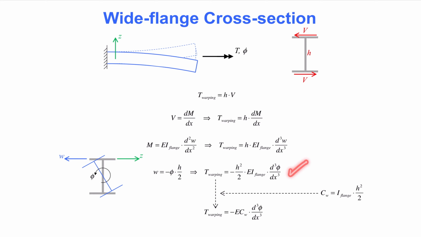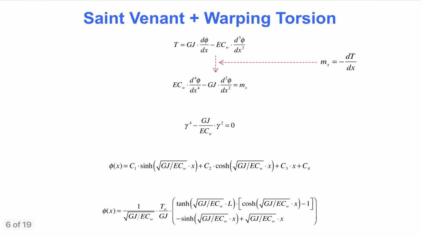For now, we rewrite this differential equation by introducing a cross-section constant for warping torsion, called Cw. For the cross-section addressed on this slide, Cw is the moment of inertia for bending about the strong axis for each flange times the height of the cross-section squared, divided by 2. The result is the general notation for the differential equation for warping torsion shown at the bottom of this slide. This is an important result to keep in mind from this slide. In fact, we utilize it already at the top of the next slide.